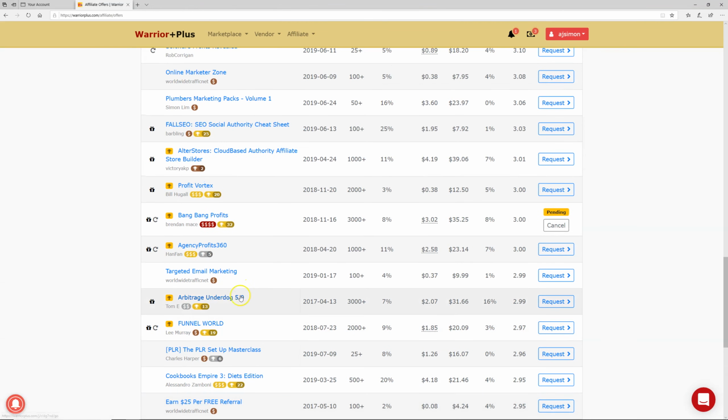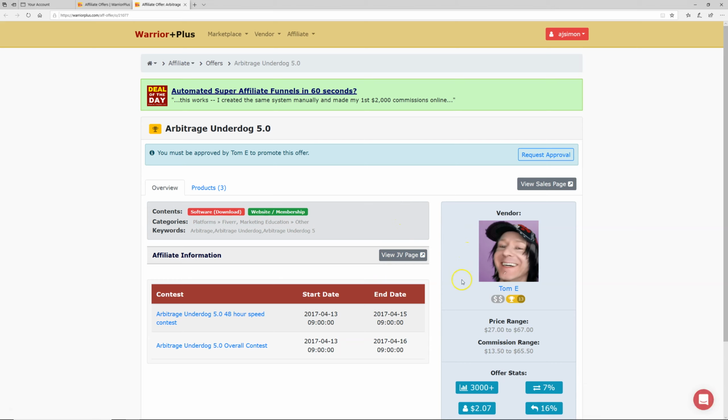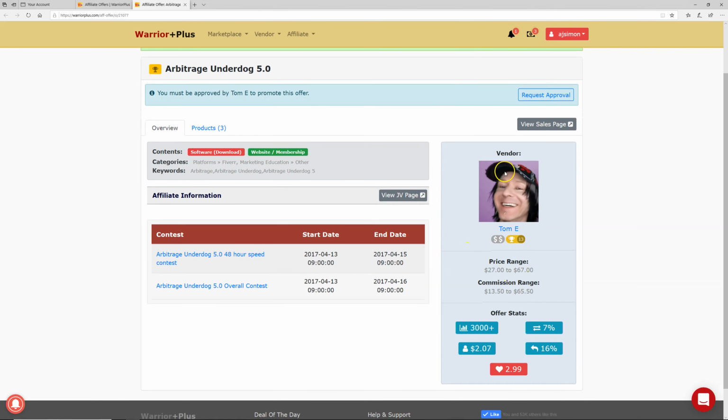So Arbitrage Underdog 5 point, 3,000 sales, 7% conversion rate, good EPC, very good at this. Refund rate is a little too high for me. That's basically 16 refunds per 100. I don't like that, but even though I don't like it, I'm gonna click really quick because I know him. He does review videos. He's pretty cool.